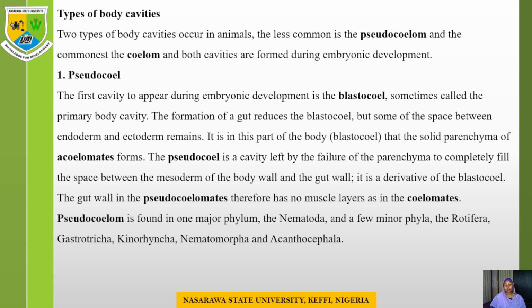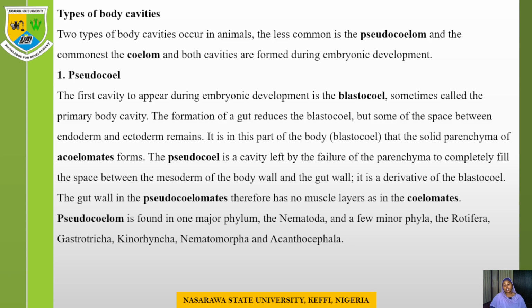Types of body cavities. We have the pseudocoel. The first cavity to appear during embryonic development is the blastocoel, sometimes called the primary body cavity. The formation of a gut reduces the blastocoel, but some of the spaces between endoderm and ectoderm remain. It is in this part of the body, that is the blastocoel, that the solid parenchyma of acoelomates forms.